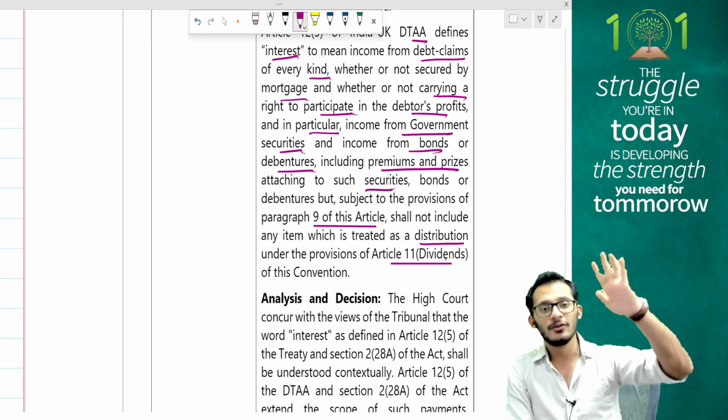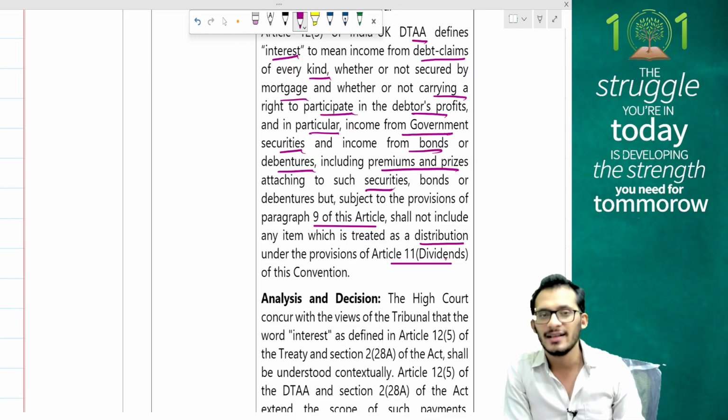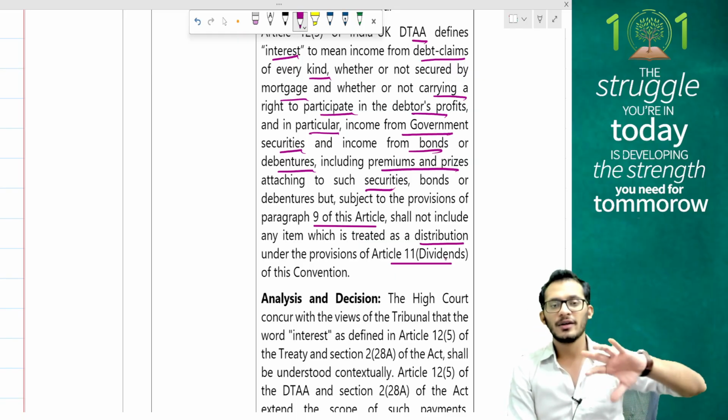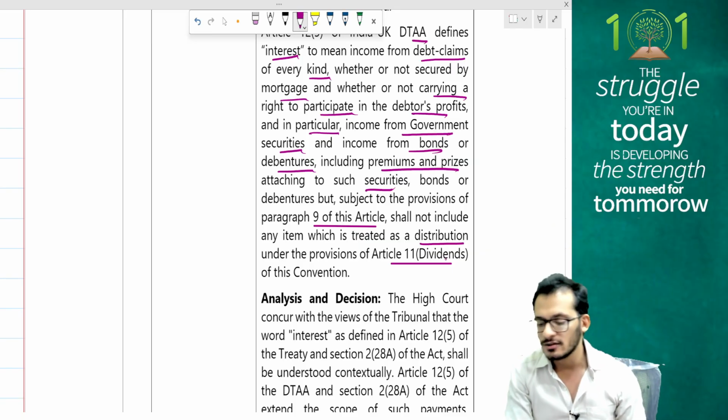So if you notice this carefully, people, whether I look at the interest definition in the Income Tax Act or the interest definition under the DTAA, one thing is very clear: when they talk about interest, they only talk about interest in terms of money borrowed. Yes, that is the intention going behind it.